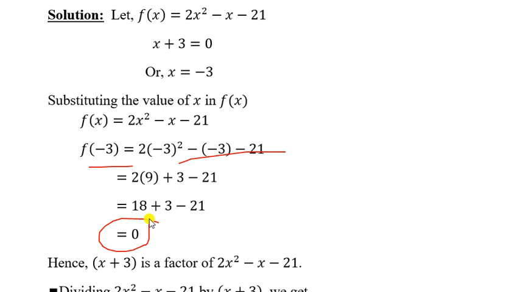See, for remainder it is different. For remainder you will get a particular value, but for factor it will always be 0. What is the difference? For remainder you can get different kinds of value, but for factor it will definitely be 0. Okay, so mind it.